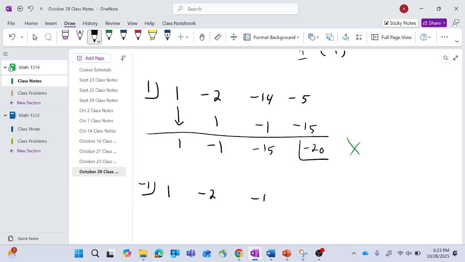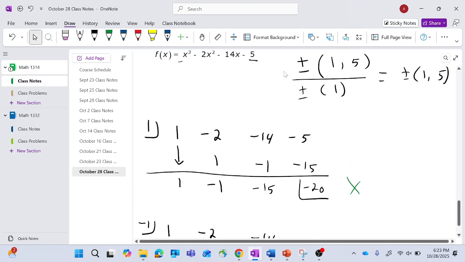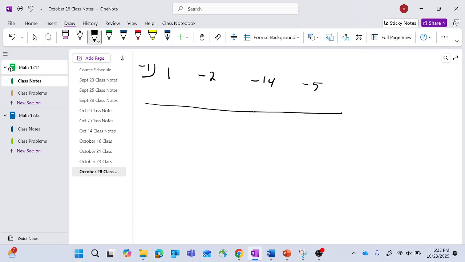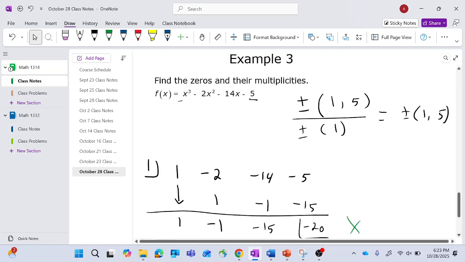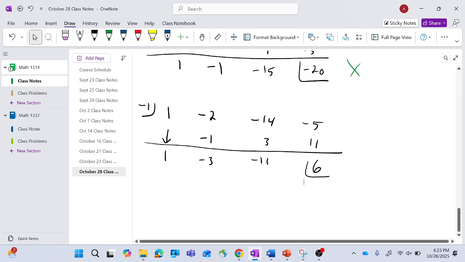It's the same coefficients as before. So 1, negative 2, negative 14, negative 5. Bring down the first number. Negative 1 times 1 is negative 1. Add going down is negative 3. Negative 1 times negative 3 is a positive 3. Add going down is negative 11. Negative 1 times negative 11 is positive 11, and that is 6. And that's also not 0. So in this case, negative 1 is also not going to work.